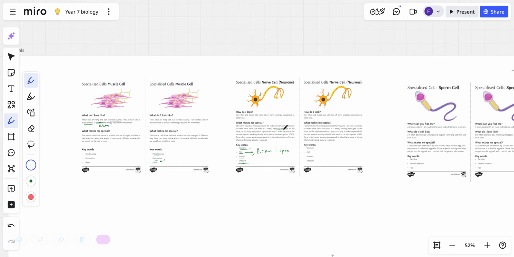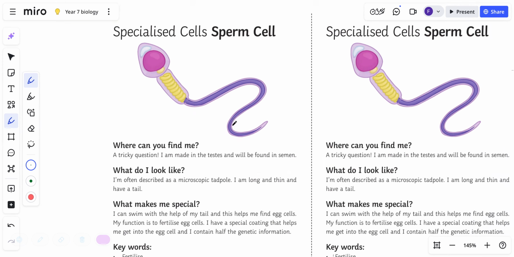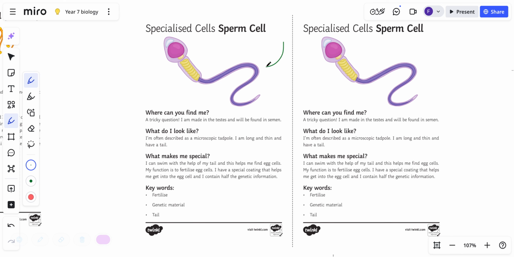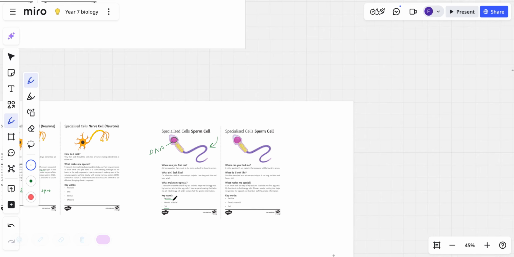That's it. Last one, sperm cell. All right? Now, if you look at its adaptation, it's specialized, it has a tail. It has a tail for swimming. In here is its nucleus. It carries the DNA, the genetic information, half of it to make you. Its sole purpose is to fertilize an egg.